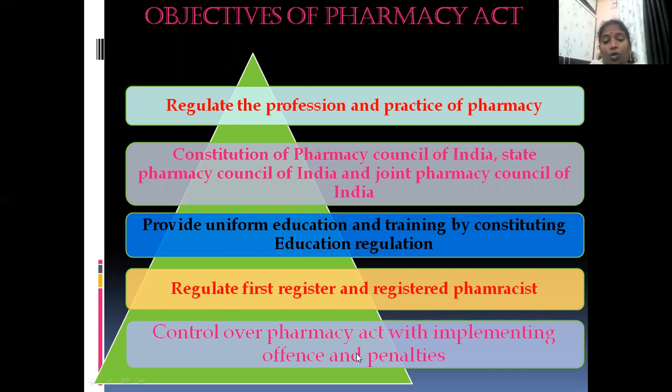Not only that, another objective is control over the Pharmacy Act by implementing offences and penalties. If the Act is violated, it comes under an offence, and for those offences they will be punished with penalties: imprisonment, fines, or both. Okay, these are the objectives.